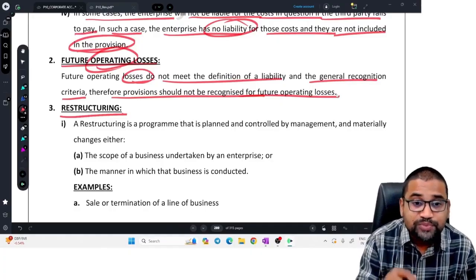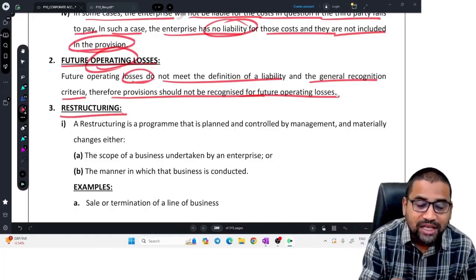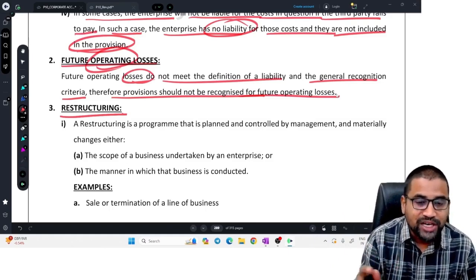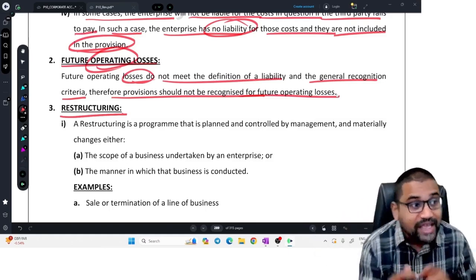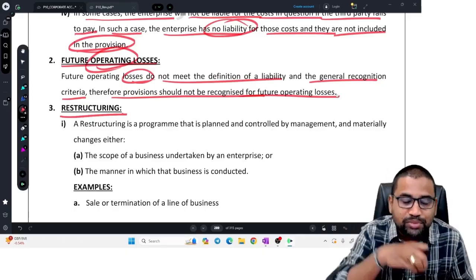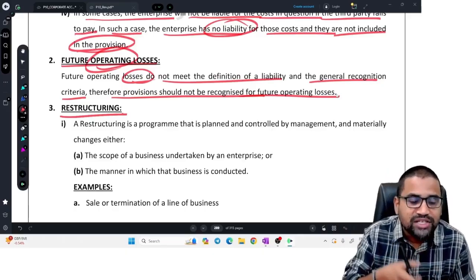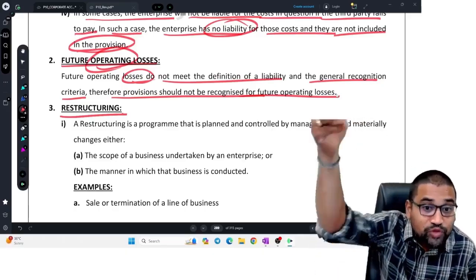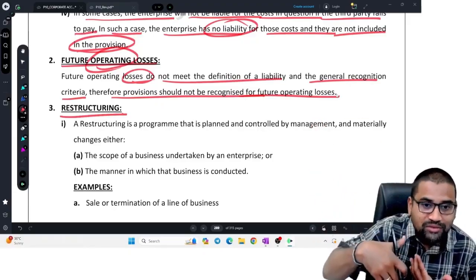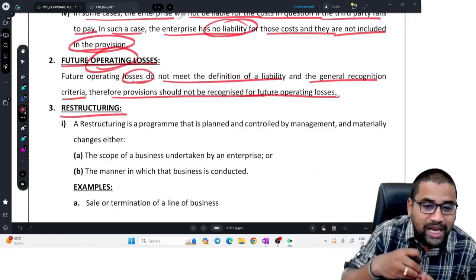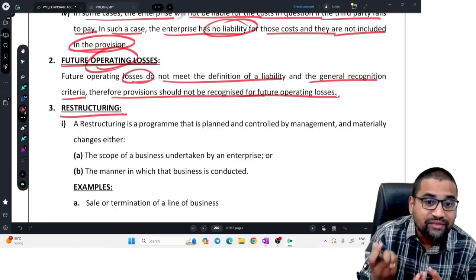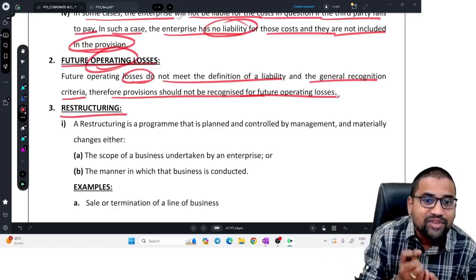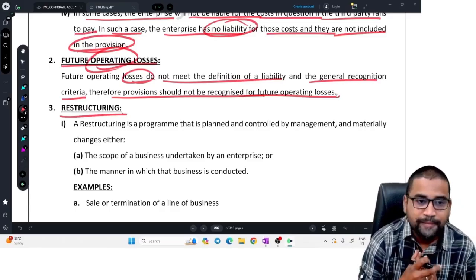No. Because see, what is a provision? A provision is a liability with uncertain amount and timing. A liability is a present obligation arising from a past event. There should be a present obligation. But where is the obligation now? You are saying that there will be future losses, not now. So, in order to become a liability, there must be a present obligation, based on the evidence available on the balance sheet date, where the existence of the obligation is considered probable.